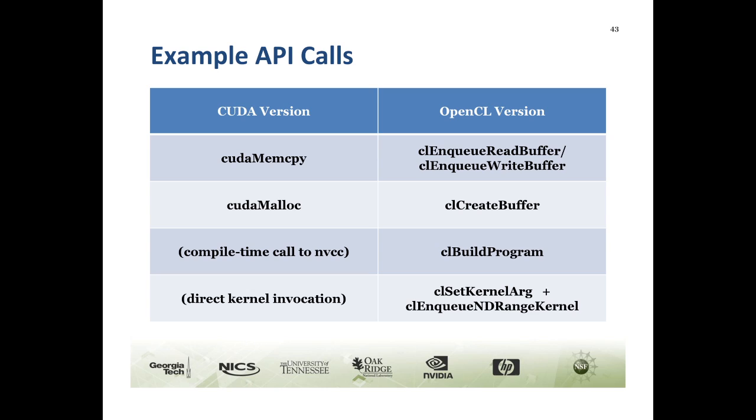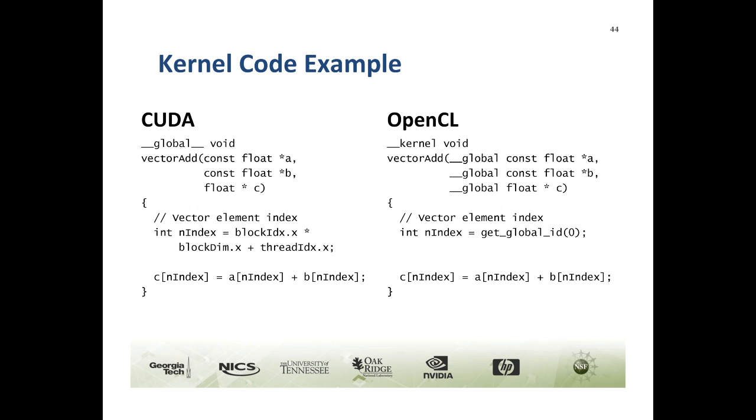CUDA memory copy is enqueue read buffer and enqueue write buffer. You still have to allocate memory. So there's a lot of similarities in there. If you know CUDA reasonably well, in a couple days you can pick up OpenCL. It's that reasonable. Things like kernel invocations change a little bit, and you have to compile the OpenCL into the executable.